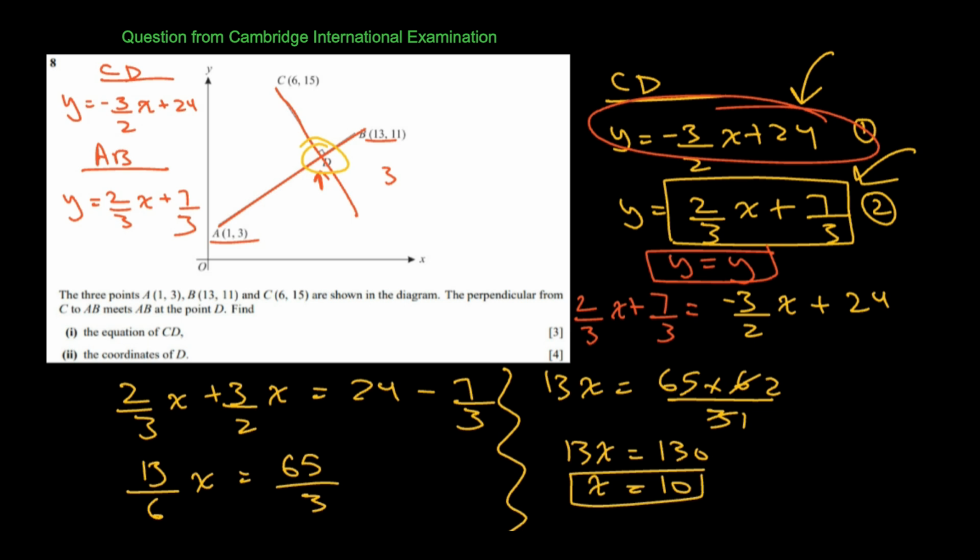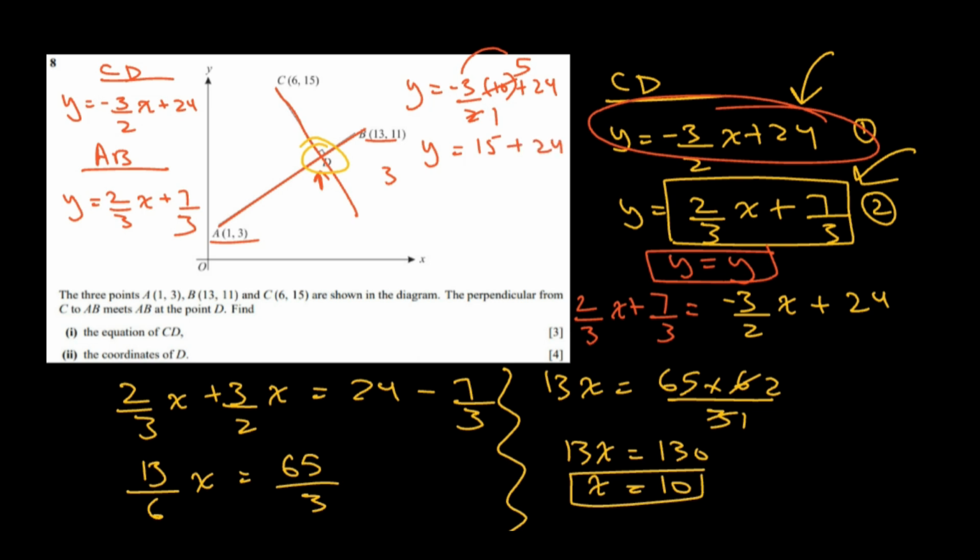So I'm using equation 1. So y equals negative 3 over 2x plus 24. And for x, you will substitute 10. So 2 fives are 10, and negative 3 times 5 is negative 15. So y equals negative 15 plus 24. So y equals 9. So the coordinates of D are (10, 9).